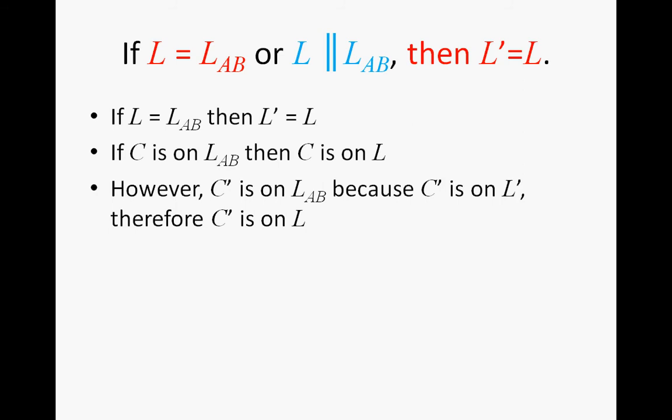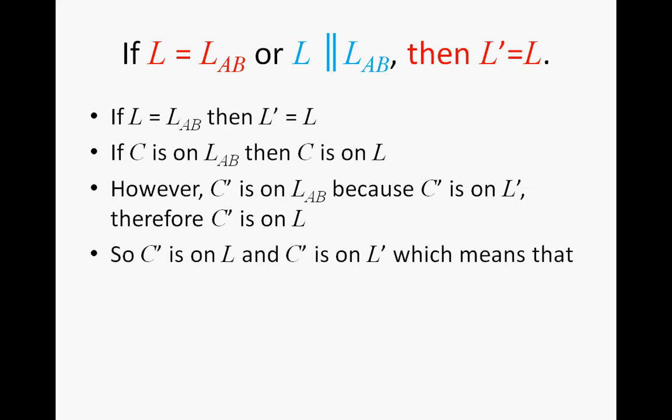However, C prime is on line AB because C prime is on L prime. Therefore, C prime is on L. So C prime is on L and C prime is on L prime, which means that L is the same as L prime. And you can go back to exercise 4 if you want to try it with your transparency and pick a point C and redo that exercise. You'll see how this whole logical reasoning flows.